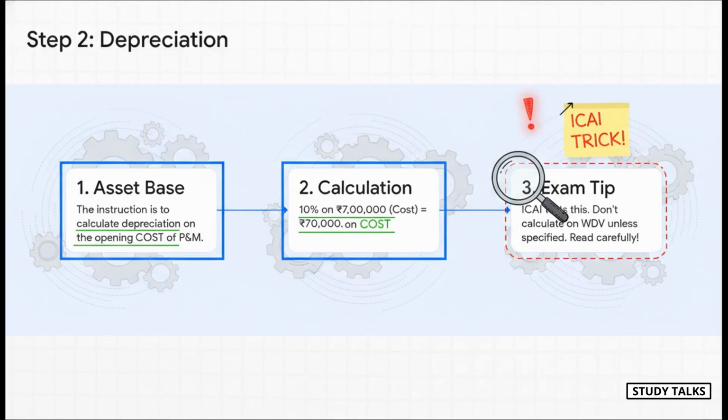Okay, now pay close attention. We're talking about depreciation, and trust me, this is a classic ICAI trap where so many marks get lost. The question says to provide depreciation at 10% on cost. The opening cost of all our plant and machinery was 7 lakhs, so the depreciation is simply 10% of 7 lakhs, which is 70,000. You see the twist? Even though we sold a machine, the instruction is very clear. Calculate it on the cost of the assets. A lot of students would mistakenly calculate it on the written down value or the closing balance. Read the question carefully. It makes all the difference.